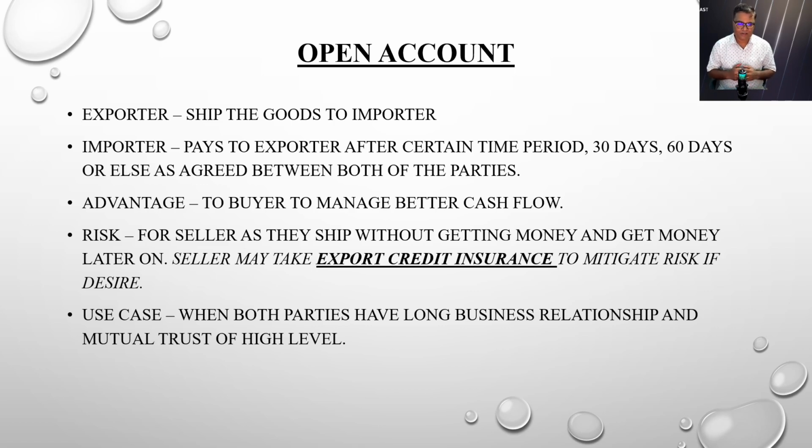What is the main advantage for the buyer? They can manage their cash flow in a much better condition. And what is the risk for the seller? They ship without getting the money. Later the seller may take export credit insurance to mitigate this risk. Since the seller supplied the material without taking payment, to mitigate his risk he has the choice to take export credit insurance in his country. So this reduces his risk. But since they both have mutual understanding and a relationship, there is less chance of payment default.